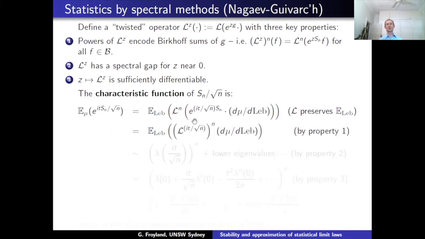All right. Now I look at this. What do I have? I have L to the n e to the something Sn, and that looks very much like what I have up here. So I say, oh, this is just Lz, where z is it over root n. That is my twist. So t is real, i is imaginary. So this is a pure imaginary twist. N powers of that.